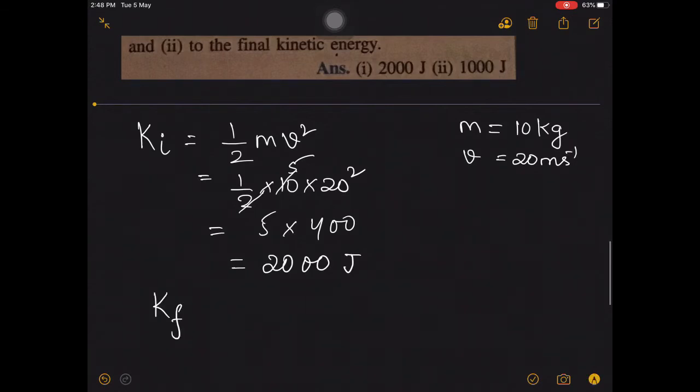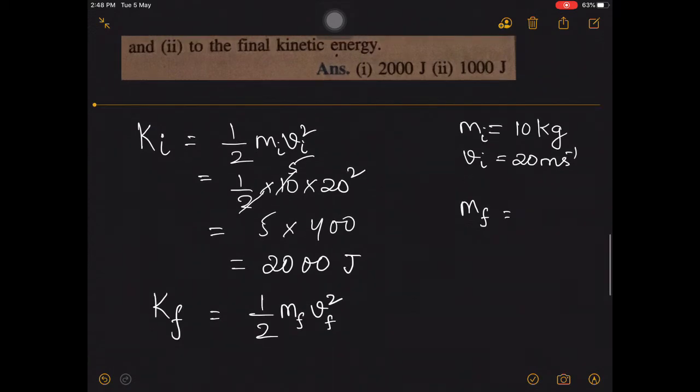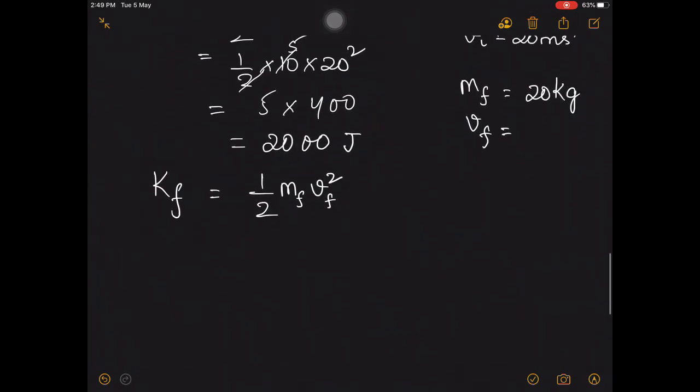So I am writing here Kf. Again same formula, but you can write here final mass and final velocity to differentiate it from this initial case. Okay, mi, vi. Mi is your initial mass, vi is your initial velocity. So now my final mass, they are saying that mass is getting doubled, so it will be 20 kg, right, and final velocity is getting halved, so it will be 10 meter per second.